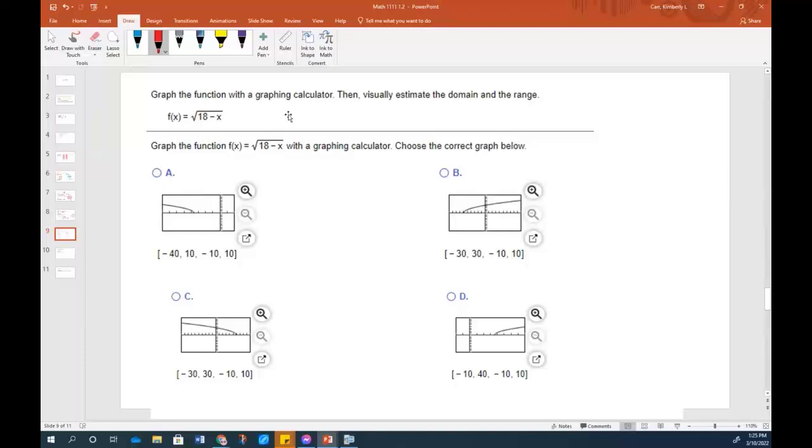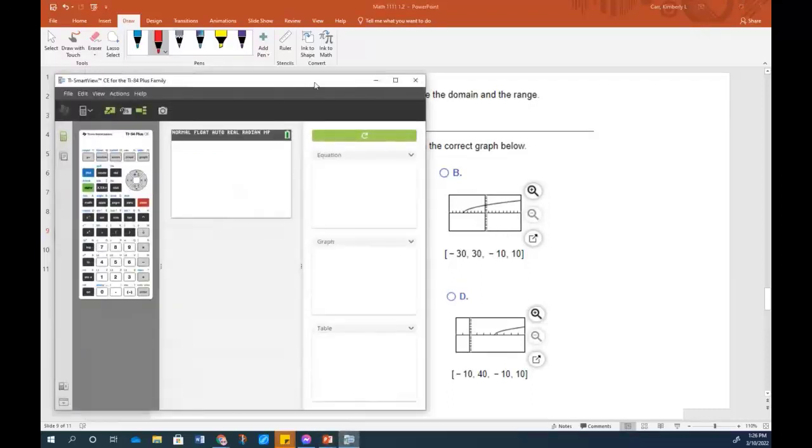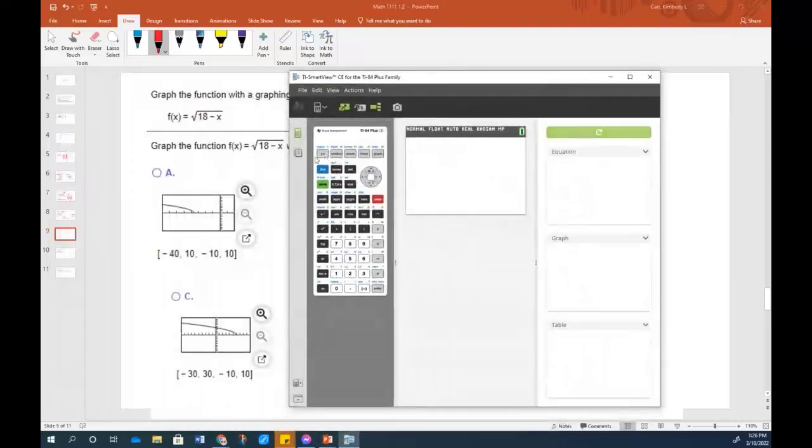All right, this is graph the function with the graphing calculator and then visually estimate the domain and the range. Now they have all of these here, and it's pretty easy for you to look at that, but I'm going to bring this up just so you can see a graphing calculator. I'm going to go to y equals, and I'm going to type that in because this is just like my y. So I have the square root, which is the second function of x squared. So I have the square root of 18 minus, this is my x key up here. It's got x, t, and theta and other symbols on it. And then I hit graph.